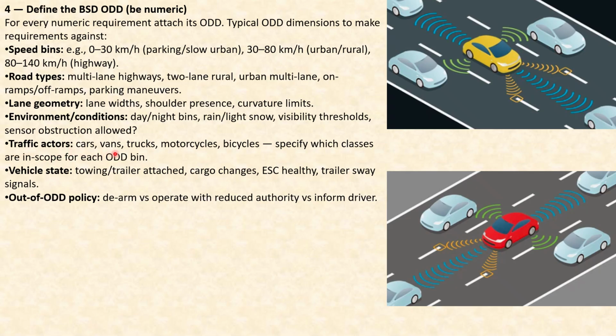elicitation journey. Cars, vans, trucks, motorcycles, bicycles: specify which classes are in scope for the ODD bin. Now talking about the vehicle state: towing, trailer attached, cargo changes, ESC healthy, trailer sway signals, and out-of-ODD policy. This is an important step: when to de-arm versus operate with reduced authority versus inform the driver. So when to de-arm or deactivate this BSD. Sometimes even that decision has to be considered and included in the ODD policy.